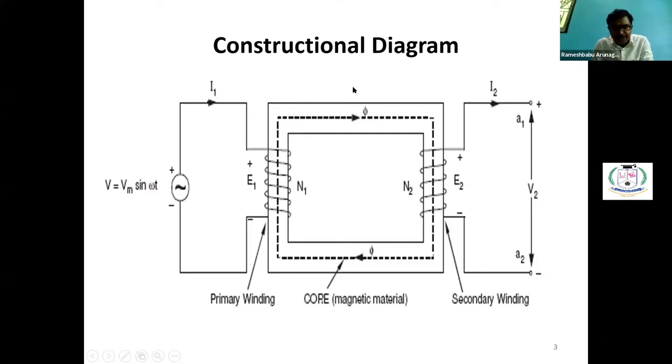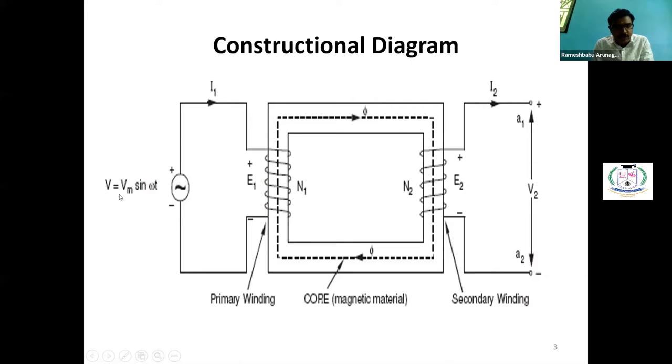Okay, next. So there will be two windings. One is the primary winding and the other one is the secondary winding. What do you mean by primary winding? The primary winding is where the source is connected. Where the load is connected is the secondary winding. You can see here, how can I say this is the primary winding? It is connected to the source, the input source.